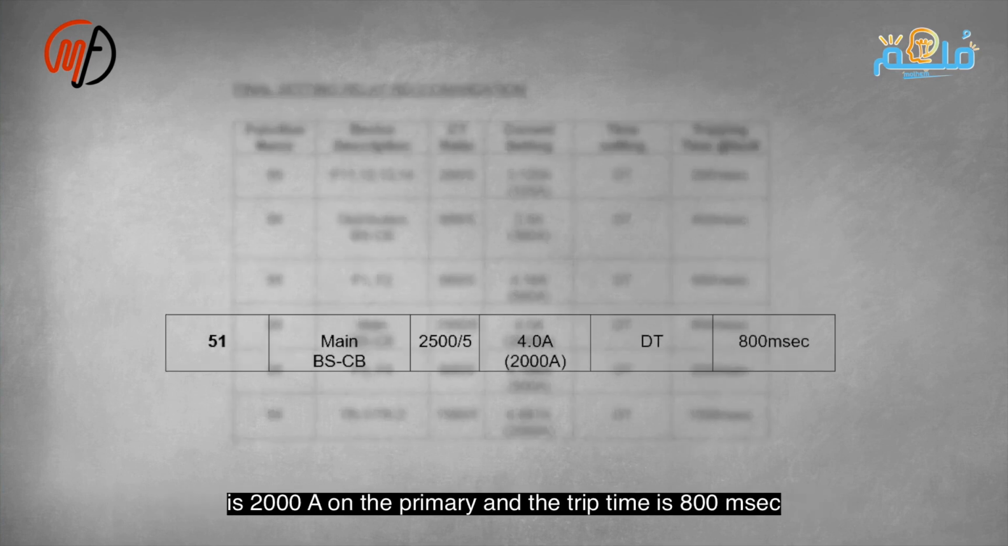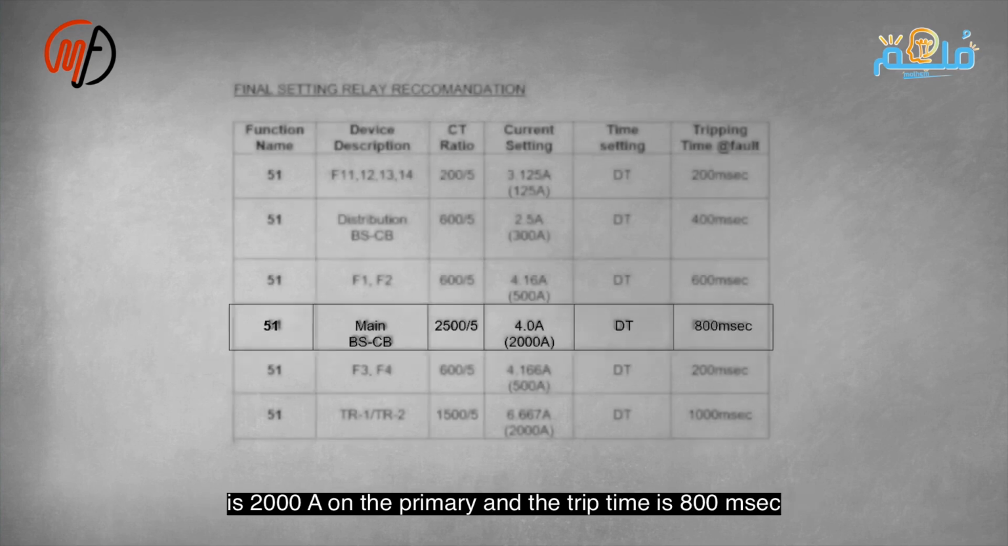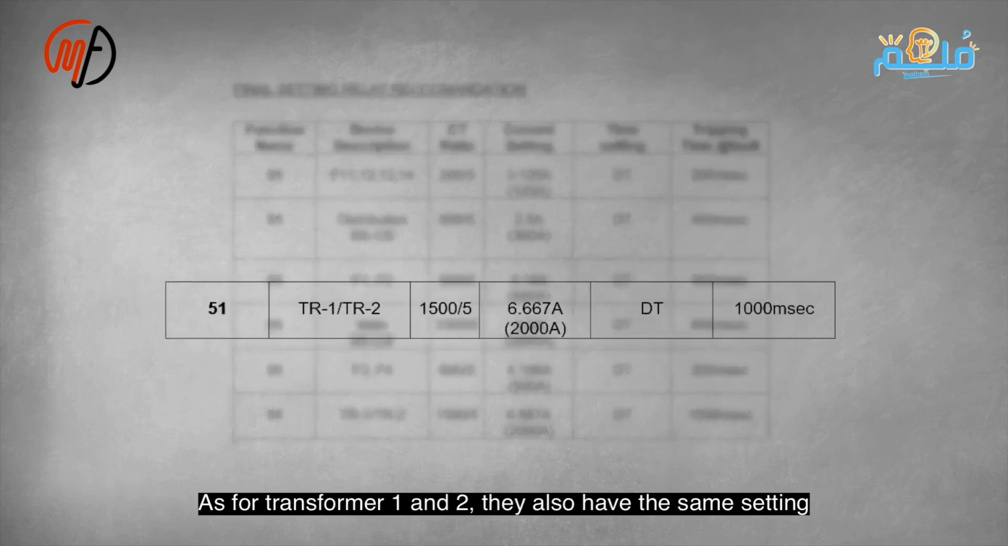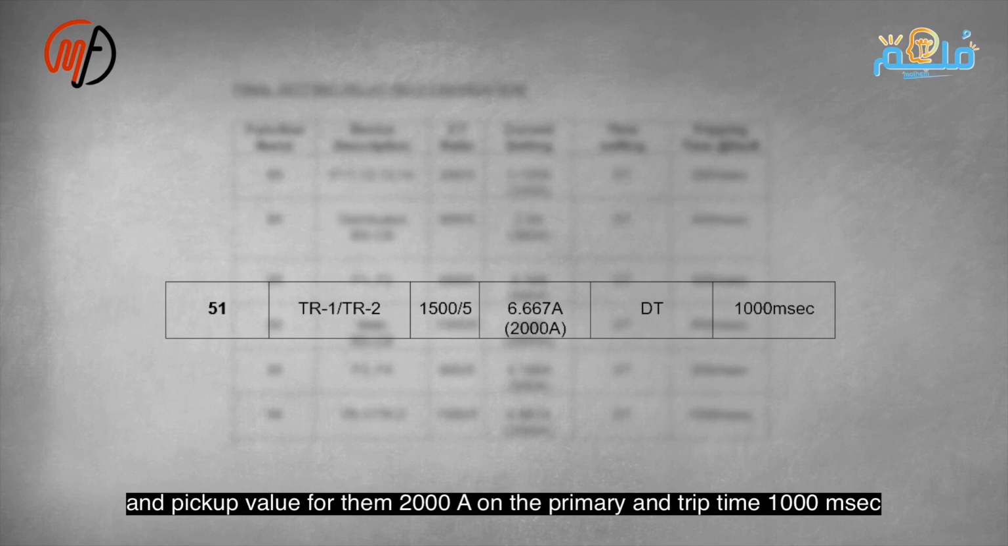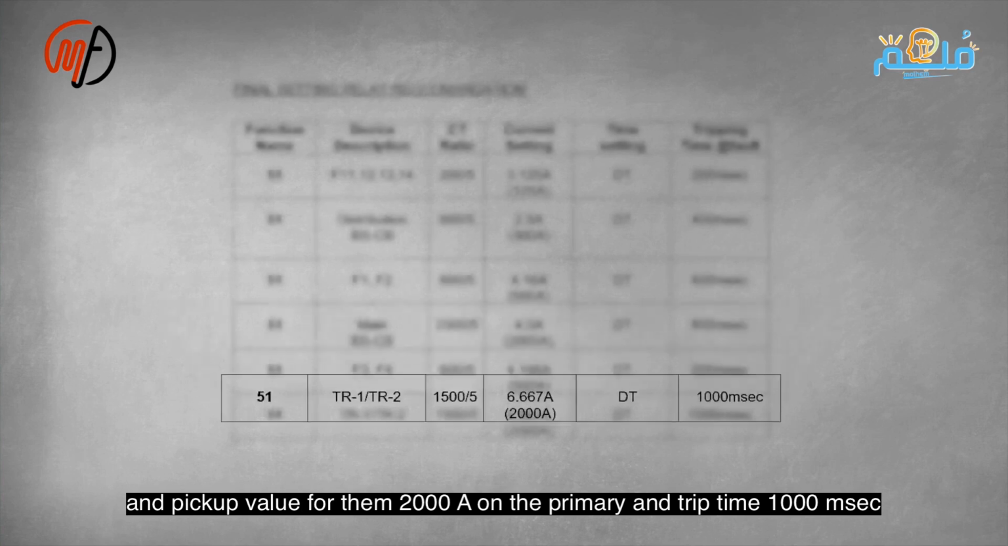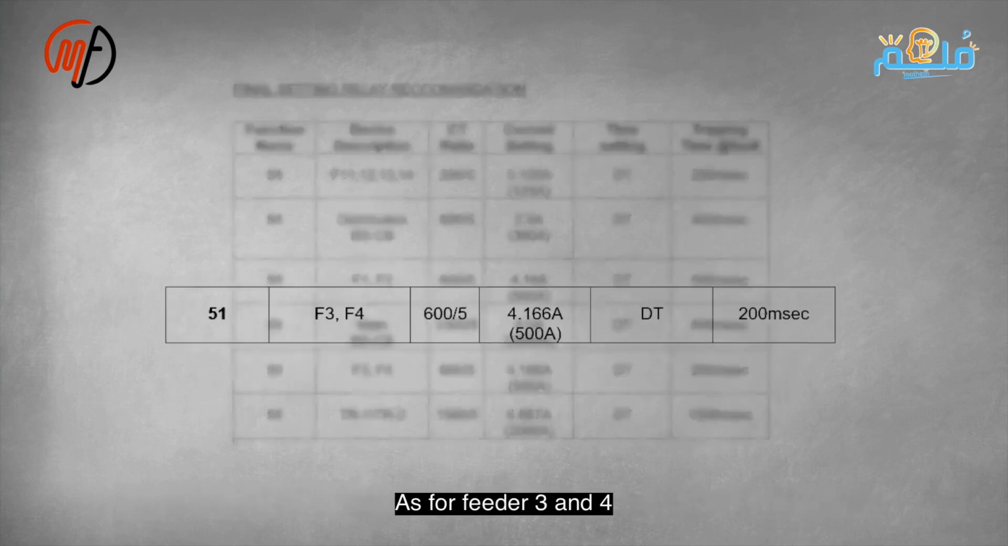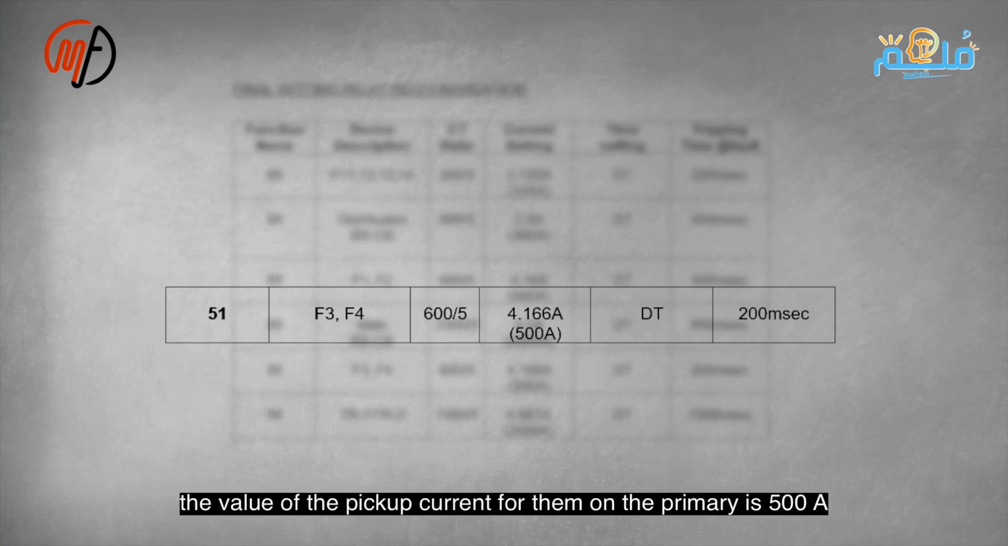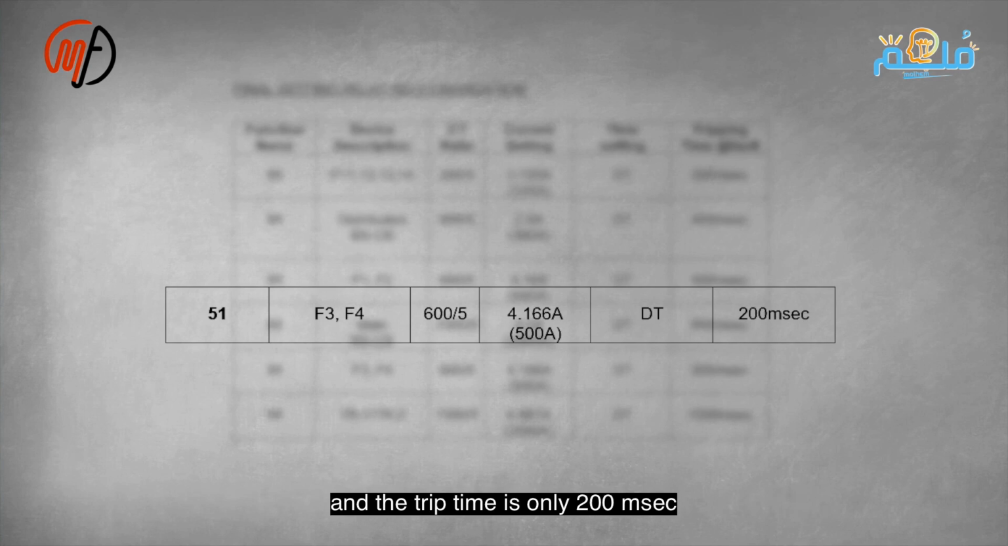The circuit breaker is 2000 amps on the primary and its trip time is 800 milliseconds. As for transformers 1 and 2, they also have the same setting with a pickup value of 2000 amps on the primary and a trip time of 1000 milliseconds. For feeders 3 and 4, their pickup current on the primary is 500 amps and the trip time is only 200 milliseconds.